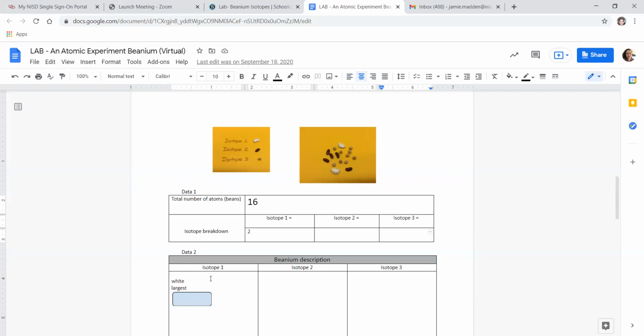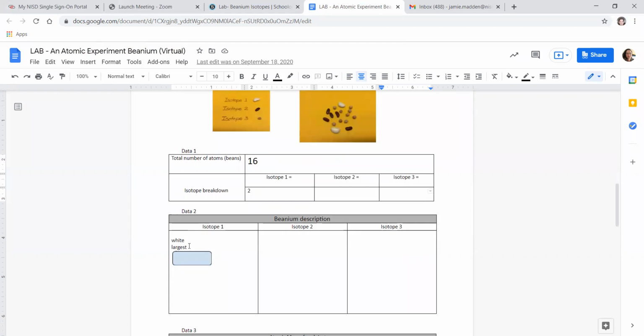Data table 2, you're supposed to give a description. You can see here, isotope 1 is already done for you. The isotope 1 are these white beans, so we put white, that they are the largest. And I used the shapes to try to include somewhat a visual of what they look like.